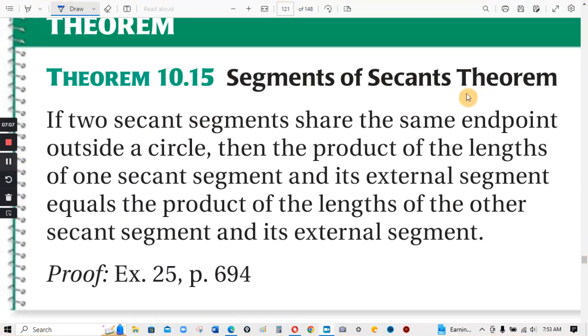Segments of secants theorem: if two secant segments share the same endpoint outside a circle, the product of the lengths of one secant segment and its external segment equals the product of the lengths of the other secant segment and its external segment.